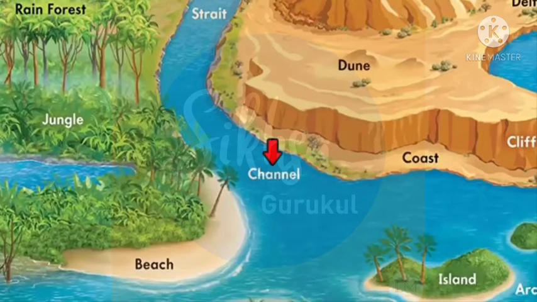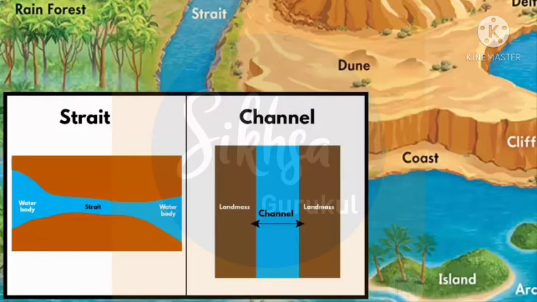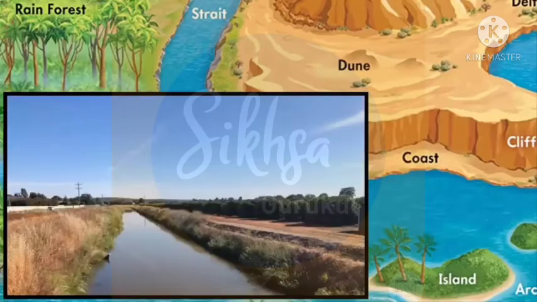The next one is channel. A channel is a wider waterway that passes between two neighboring landmasses. Now, if you look at the difference between a strait and a channel: a strait is a narrow waterway that connects two larger bodies of water, while a channel is a wide waterway that passes between two neighboring landmasses. One connects two water bodies and the other creates a gap between two landmasses.